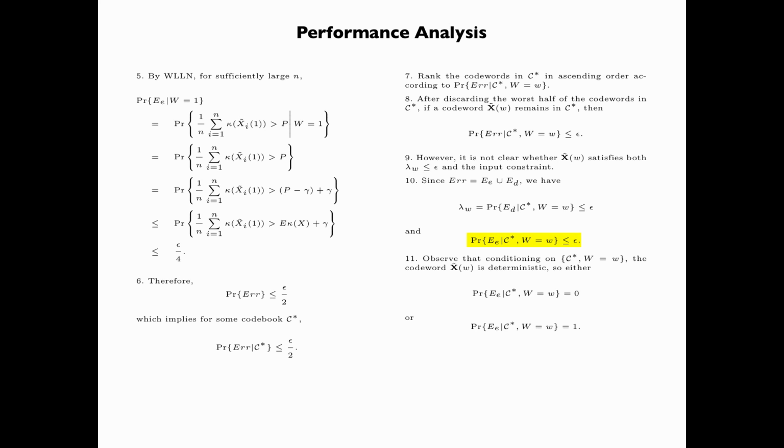Now, since the conditional probability of the event E sub E, that is, the input constraint is violated, is less than or equal to epsilon, we conclude that this conditional probability is equal to 0. That is, the codeword X tilde of w does not violate the input constraint. This completes the proof of the achievability part of the channel coding theorem.